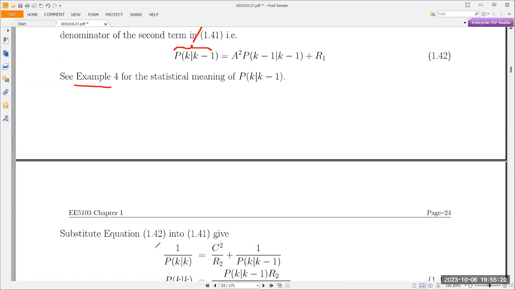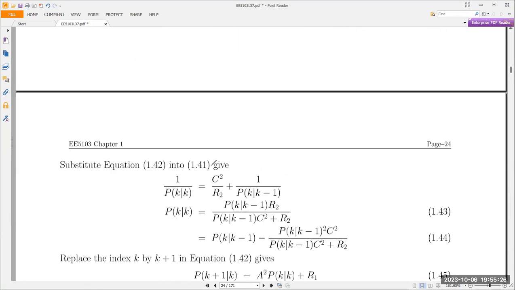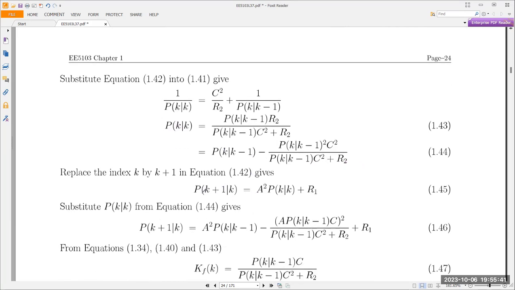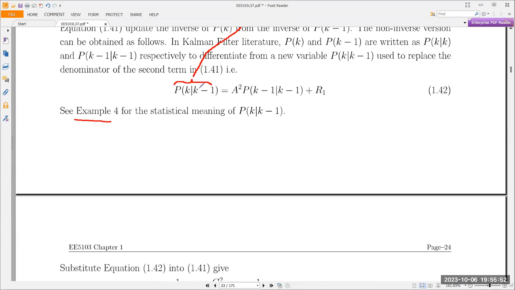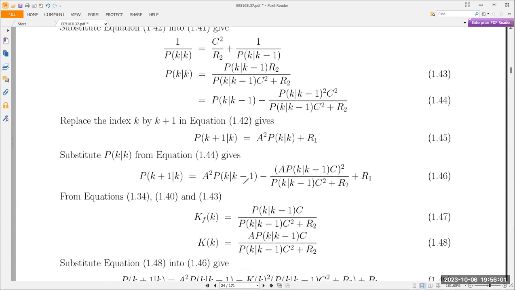So now you substitute 42 into 41, you will then get this. Then you do a bit of maths, you will get this. Again, the relationship here is k and k minus 1. I would like to get a relationship with k plus 1, so you just replace k by k plus 1. 42, you just replace by k plus 1, you will get this. Then substitute from 44 inside here, you will get this.